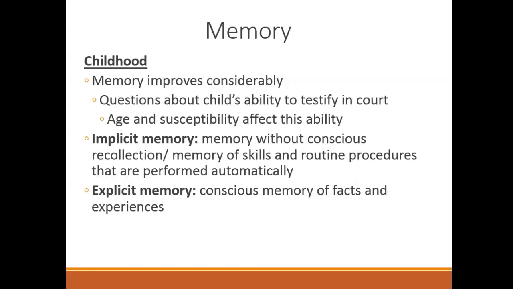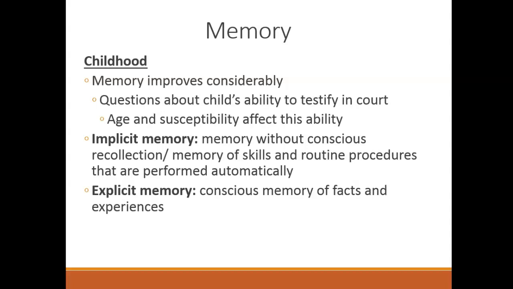There is implicit memory and explicit memory. Implicit memory is memory without conscious recollection, or memory of skills and routine procedures that are performed automatically. So, we learned how to walk, and even if we don't have a conscious recollection of learning how to walk, we know how to do it. If you've ever learned how to ride a bike and then gone many, many years without riding a bike, you get on it and, after a couple of wobbles, you're still able to do it.